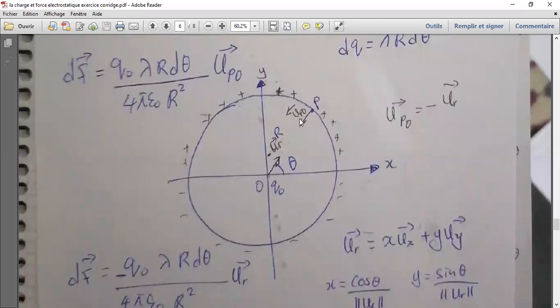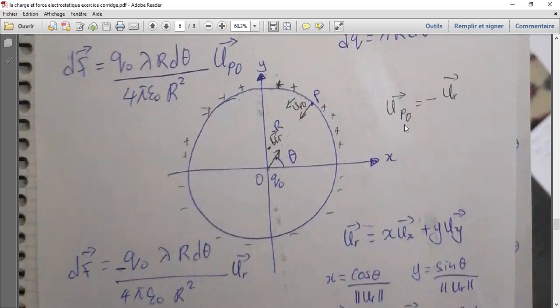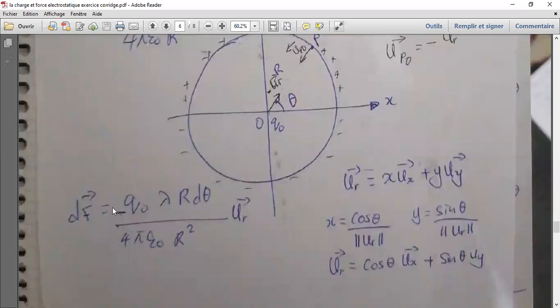So if you see, this arrow here is the opposite of this arrow. Most of the time, the opposite of a positive we just see as negative. That's why I've written here UP0 is equal to negative UR. So negative UR, I'm just showing that it's the opposite of UP0. That's why if I come here, wherever there's UP0, I will put negative UR. So you have seen that your dF is equal to negative Q0 lambda times R times d theta divided by 4 pi epsilon 0 R squared, times UR.